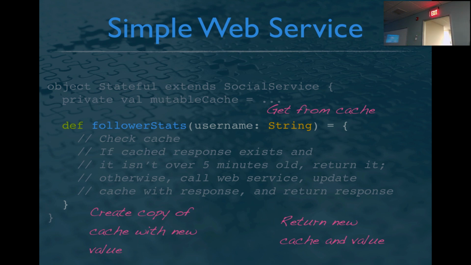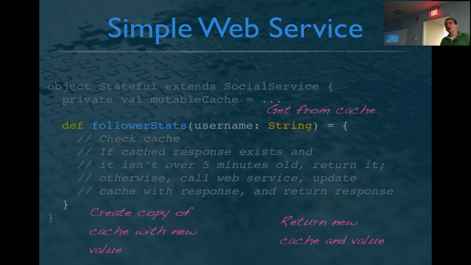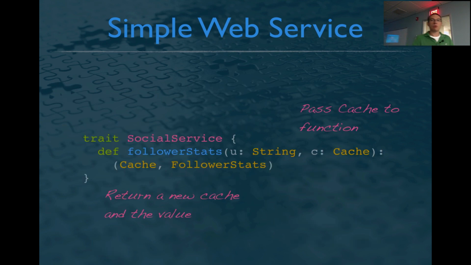So we could change the language there a bit and be a little more immutable and say, instead of saying, down below we're going to write to cache, we could say just create a copy of the cache with the new value. And then as an output of this function, instead of returning just the value, we could return the copy of the cache in addition to our value. And so you end up with something like this, right?